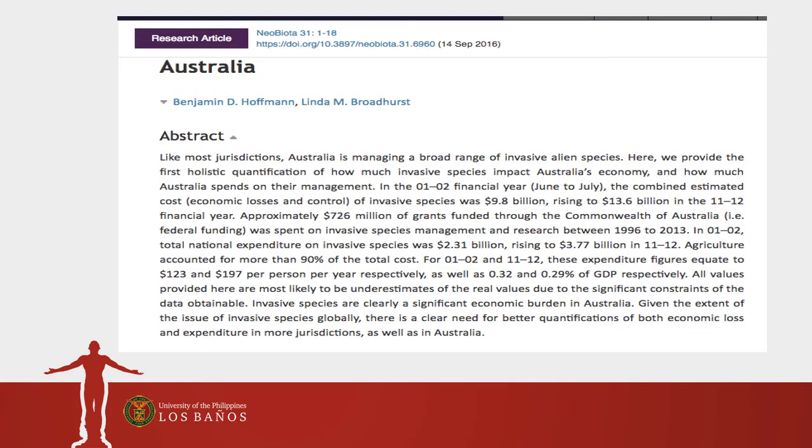In 2016, Hoffman and Broadhurst quantified the economic impact of invasive alien species, so this may be both plants and animals, in Australia, and this was estimated at $9.8 billion.